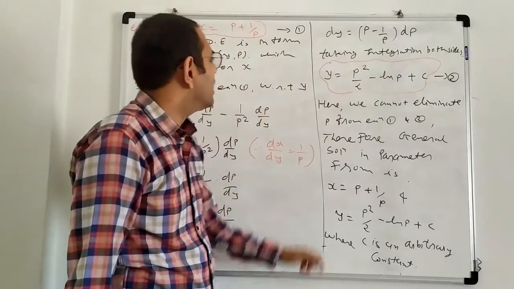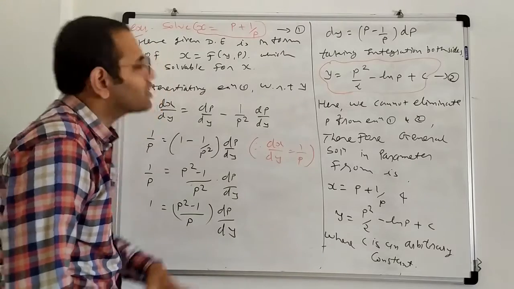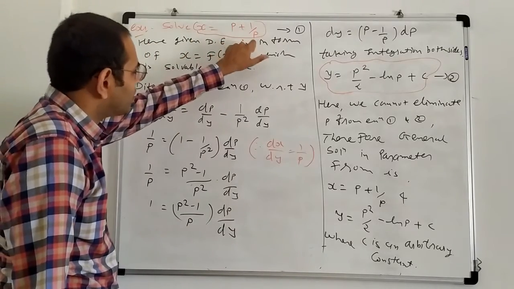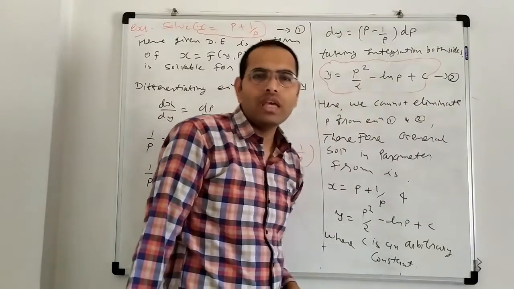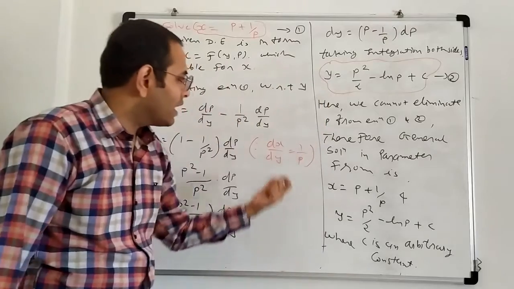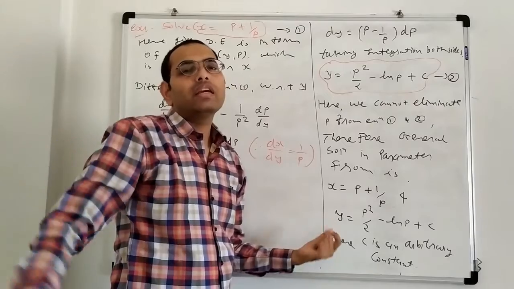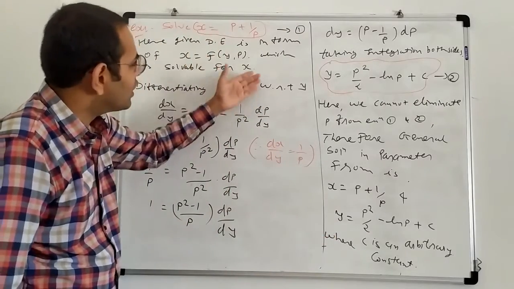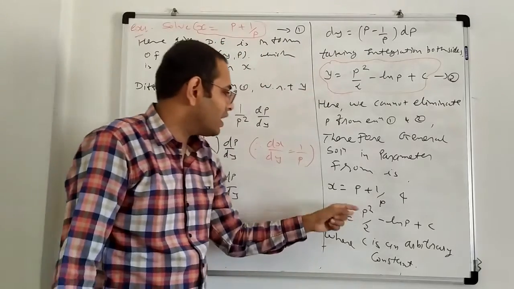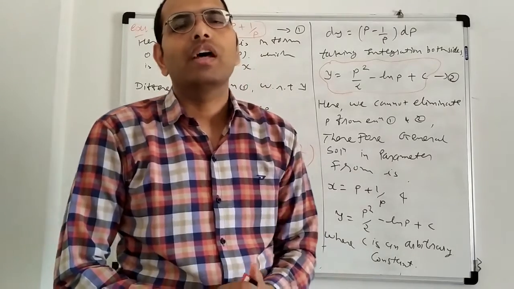In that case, our general solution is in the form of parameters. Then the parameter form is x equal to p plus 1 upon p and y equal to p square by 2 minus ln p plus c. Similarly, the same case happens in case 2. Then also we solve the same way with x and y in place of our solution, where c is an arbitrary constant.